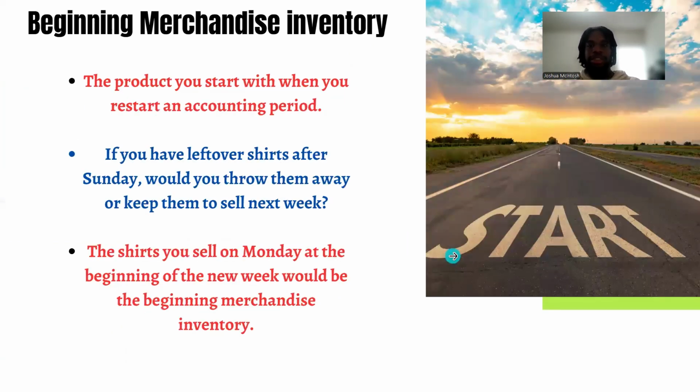And the next term that flows into it is beginning merchandise inventory. And it's going to be the product that you start with when you restart an accounting period. So let's say I have leftover shirts from Sunday. Am I going to throw them away? No, of course, I'm going to keep them to sell the next week. So the shirts I'm going to sell on the Monday at the beginning of the new week would be my beginning merchandise inventory. So my 25 shirts that I didn't sell on Sunday, I'm going to carry on Monday. So my beginning merchandise inventory would be the 25 shirts that I start with on Monday.